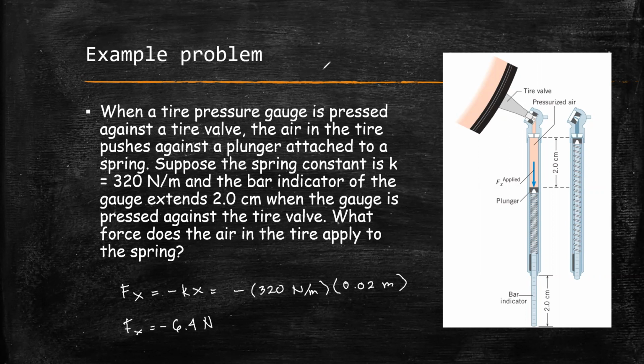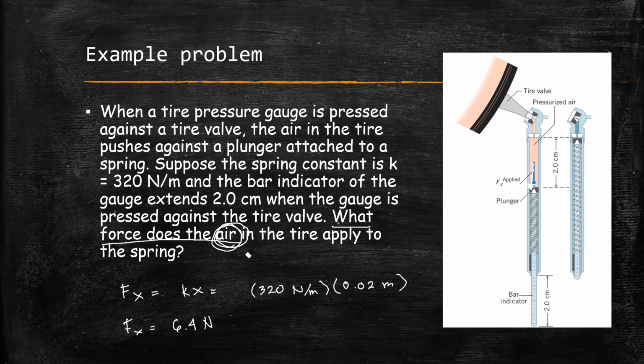Sorry, there's some mistake. Okay, so it is indicated in the problem, what force does the air in the tire apply to the spring? So meaning the force applied to the spring. Therefore, our displacement is in the same direction as the force. Therefore, it should be positive.